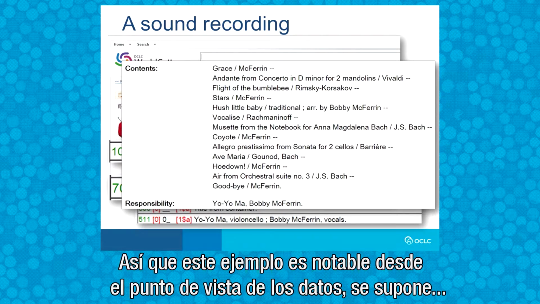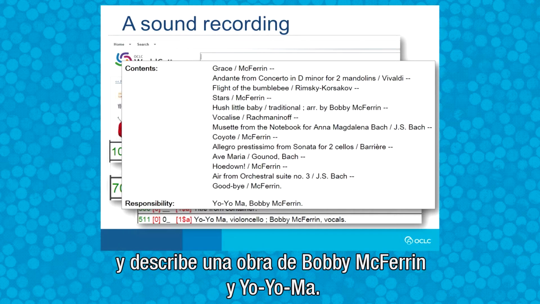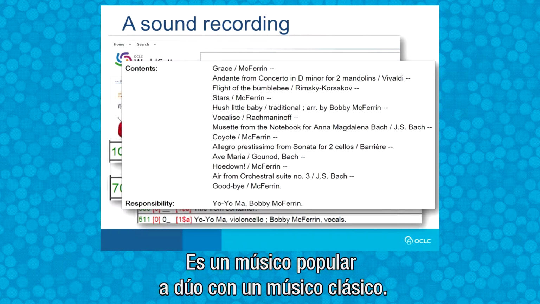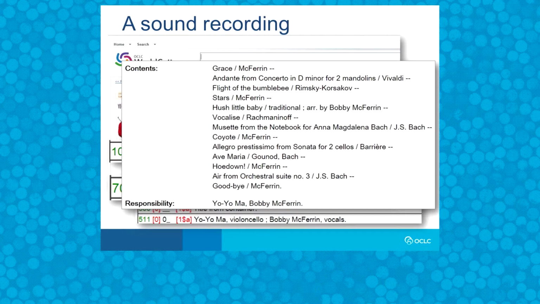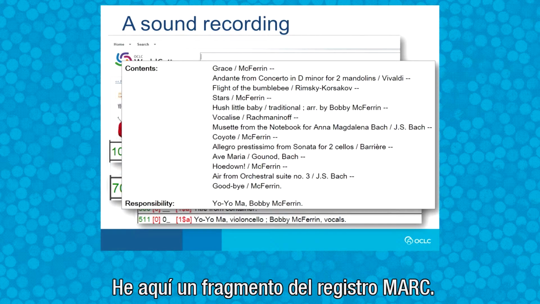So this example is very unremarkable from the point of view of data, I suppose. It describes a work by Bobby McFerrin and Yo-Yo Ma, a popular musician paired with a classical musician, and that's the WorldCat rendering of the underlying MARC record. And here's a snippet of the MARC record.